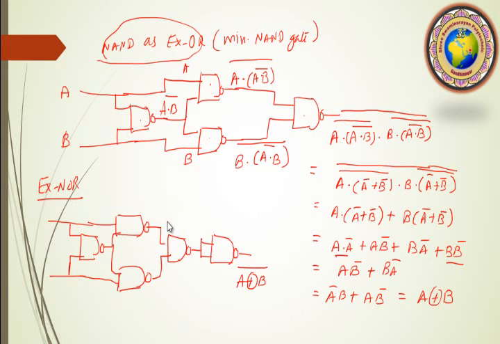So this way we can explain the NAND gate as a universal gate. I hope you can understand. In the next session we will discuss NOR as a universal gate. Okay, thank you very much.